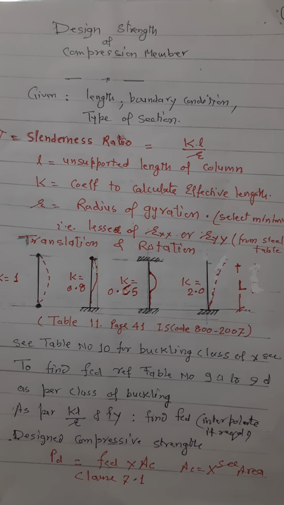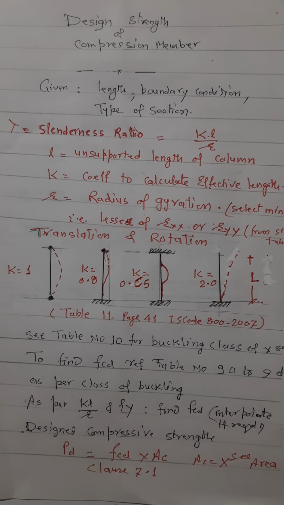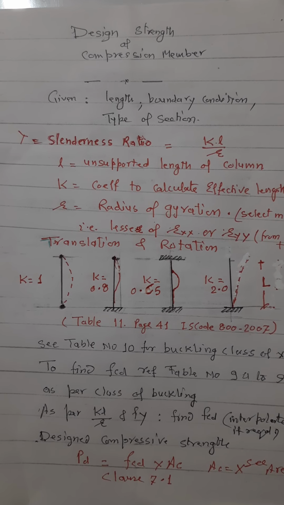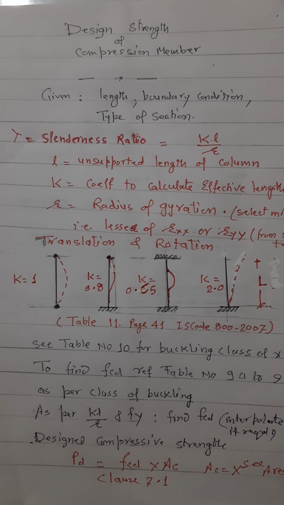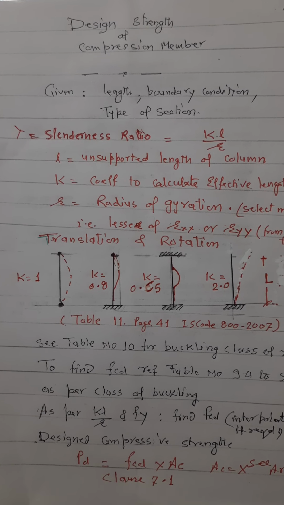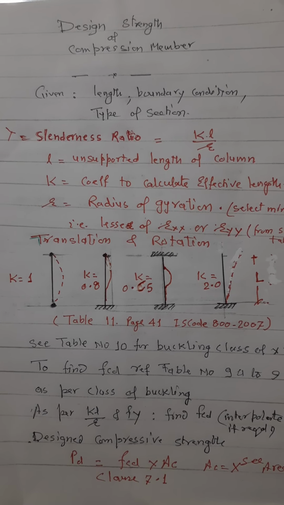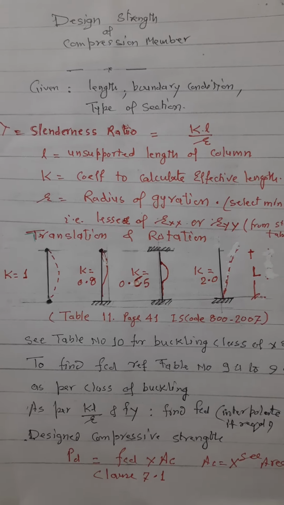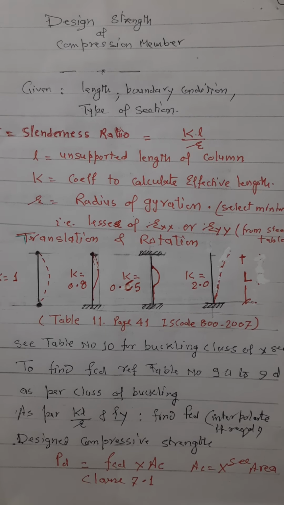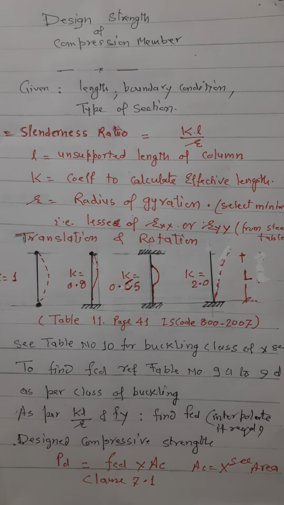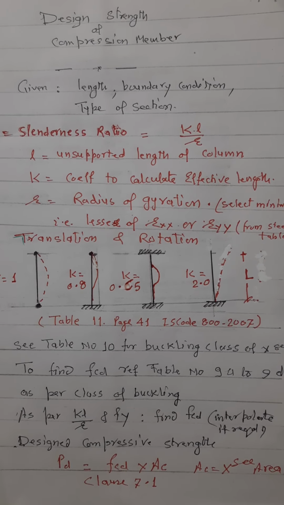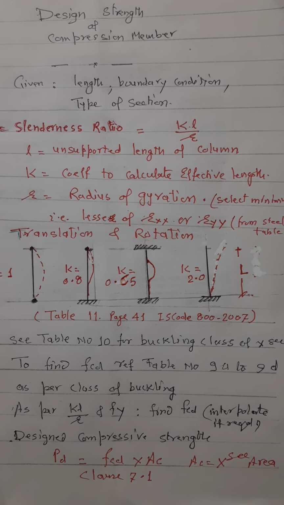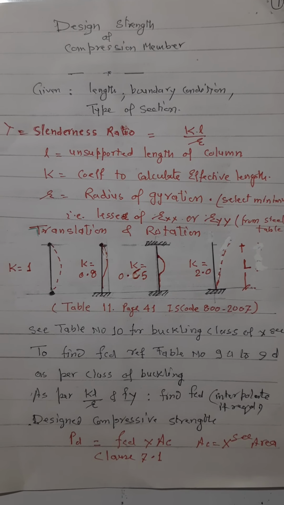Today we are just going to discuss the design strength of a compression member, meaning how much compressive force a member or a section can take. There are various factors that affect the compressive strength of the member. It depends upon the length of the member, cross-sectional area of the member, radius of gyration of the member, and so on. We'll discuss one by one.